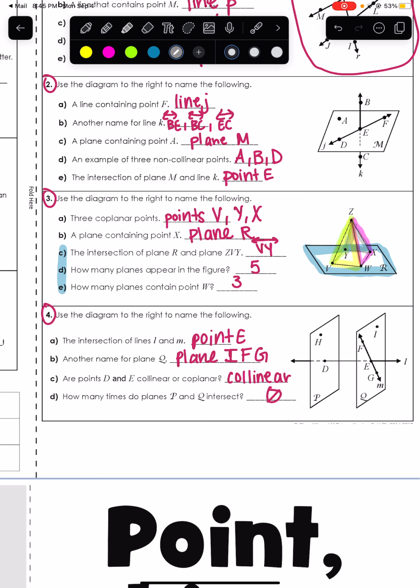And then we're just going to look at point W right here for question E. It says, how many planes contain point W? So we have R, that's 1. And then we have that pink one, that's 2. And then we have this yellow one in the front, that's 3. 3 planes contain that point. Hopefully that makes a little bit more sense.